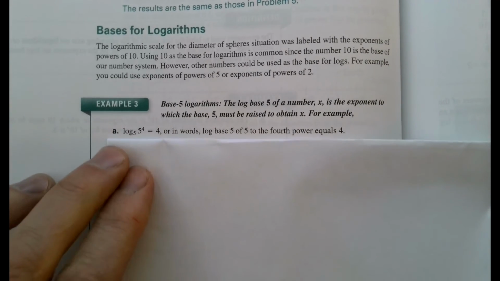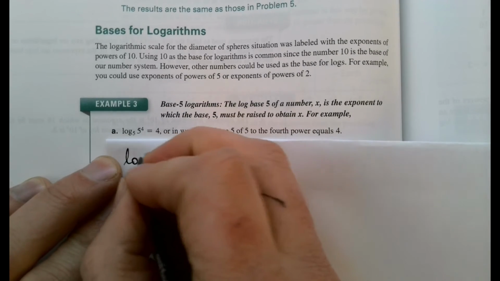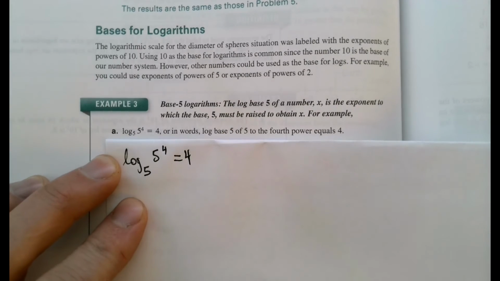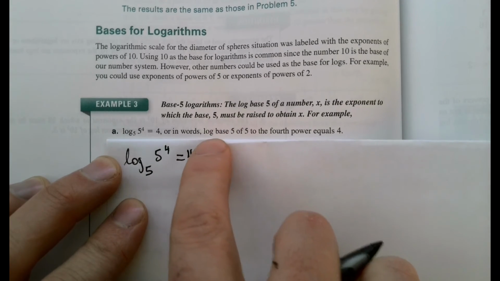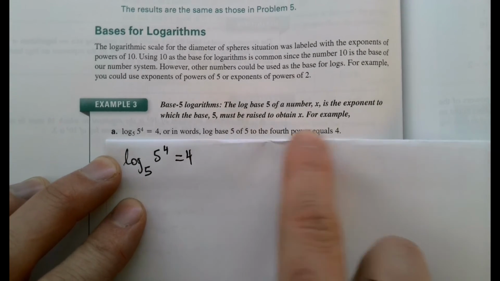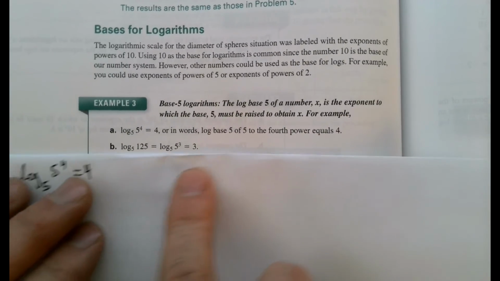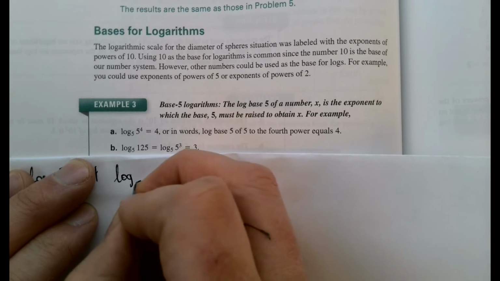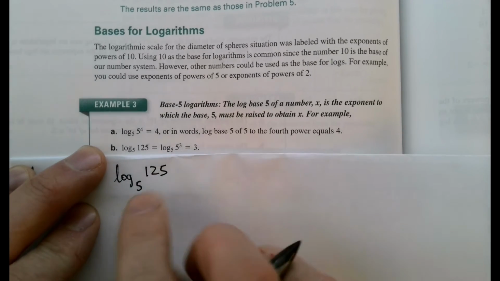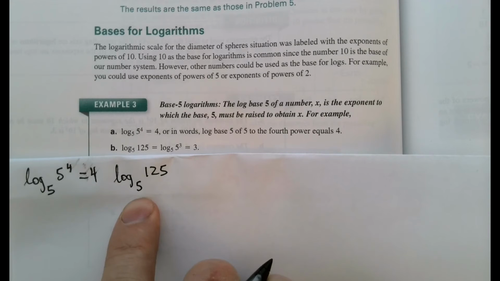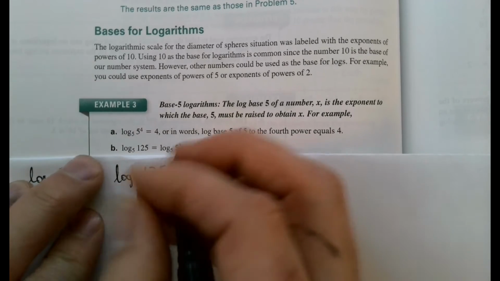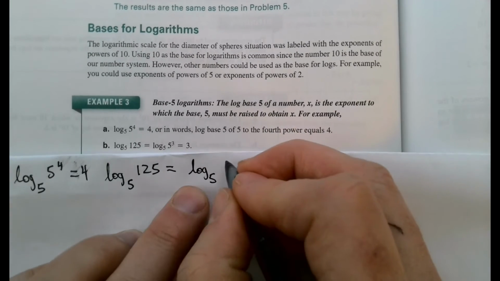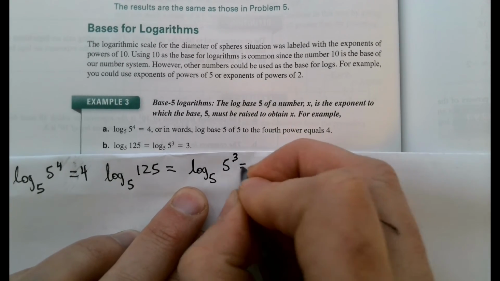It looks like this. We would say log base 5 of 5 to the 4th power equals 4. And then log base 5 of 125. Wait a minute, 125 is not a base of 5. Well, right, it is. If we rearrange it, we should recognize that 125 is really 5 to the 3rd power, so that answer is 3.